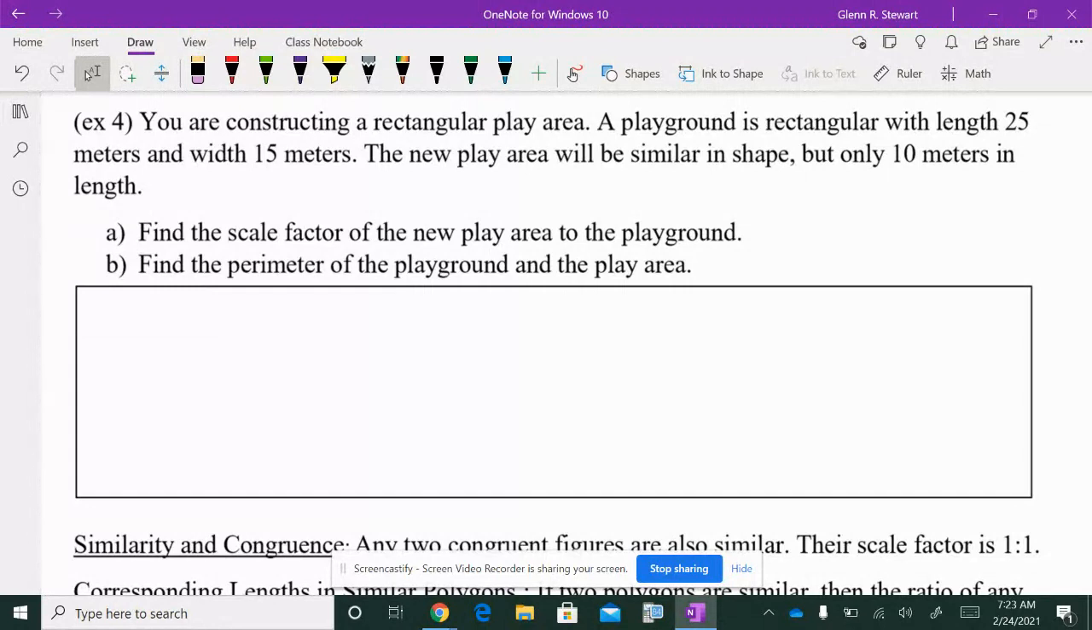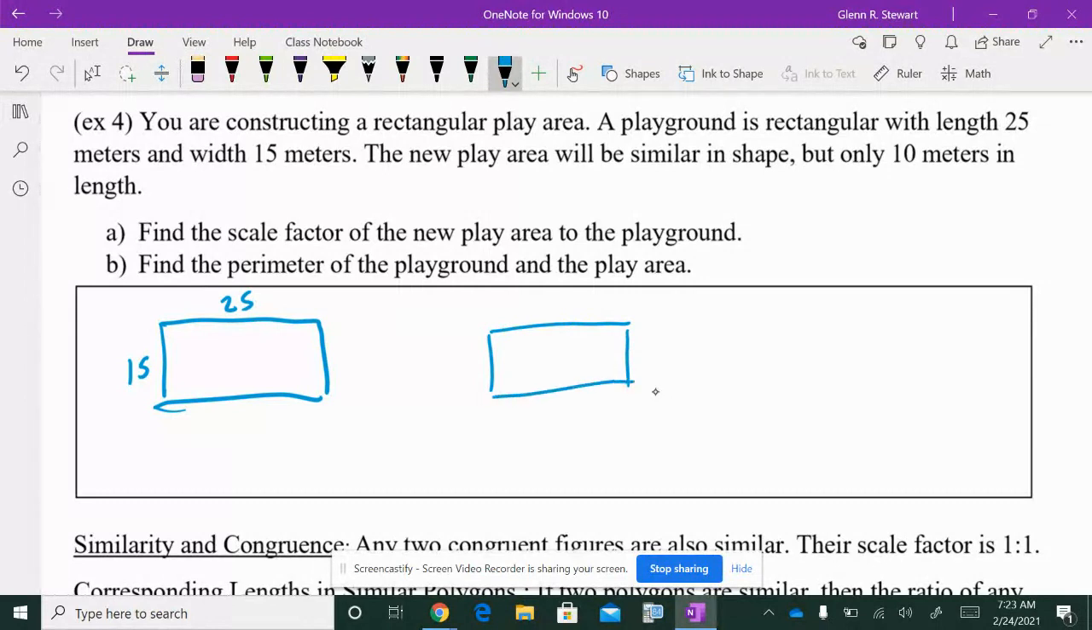So first off, I'm going to draw a rectangle here and label it 25 and 15. And then I'm also going to draw my other one here. My longest side, it says, is 10 meters in length. If I were to find my perimeter for this first one, just to show you what I'm looking at since I'm dealing with perimeter, my perimeter in this case is 80: 25 plus 25 plus 15 plus 15.